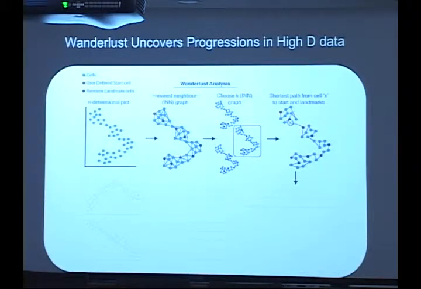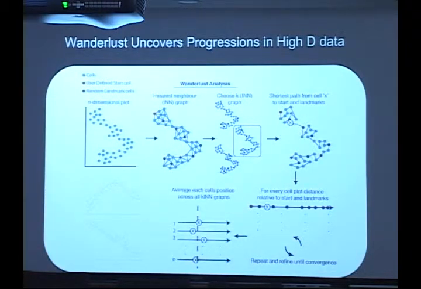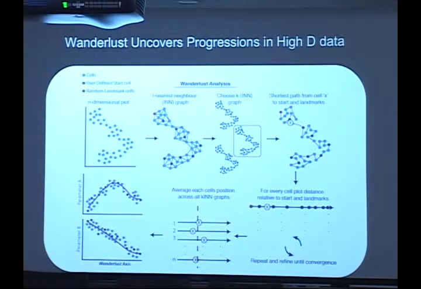And this process would happen over and over for every single cell across every single nearest neighbor graph until you came to a kind of agreement of where is the position of every cell in your data set. And these were then averaged across all the graphs until you eventually end up with something that looks like this.